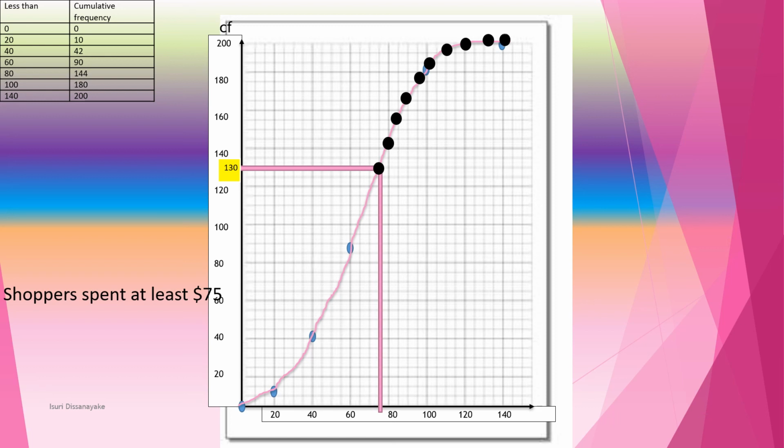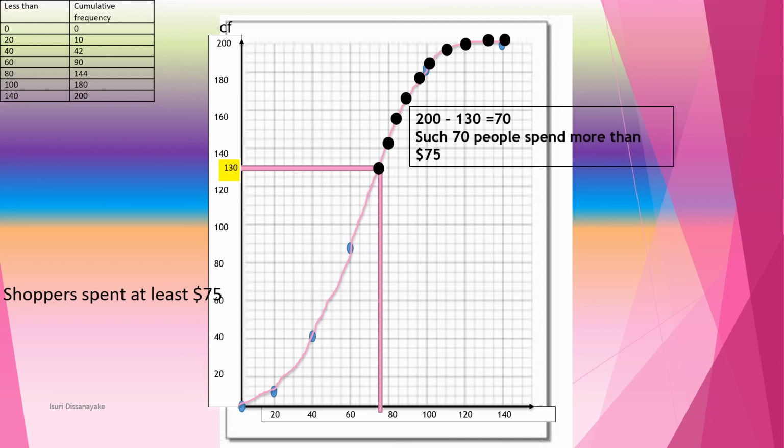So you can clearly see altogether there are 200 shoppers. 200 minus 130 shoppers who have spent up to $75 is 70. So all these 70 people, which is 200 minus 130, have spent at least $75.